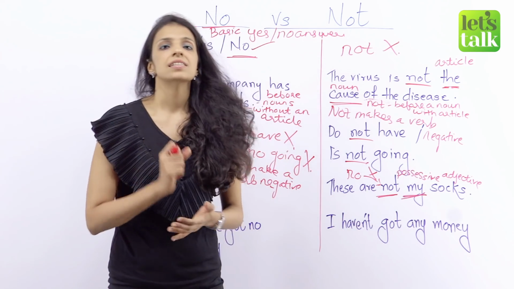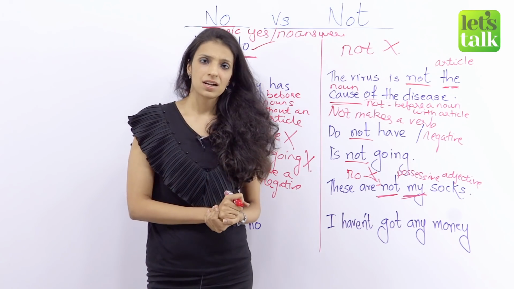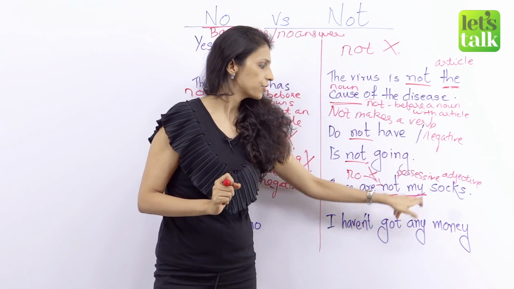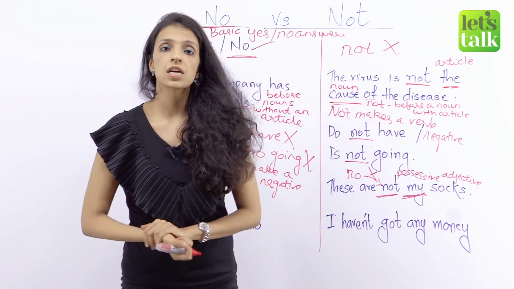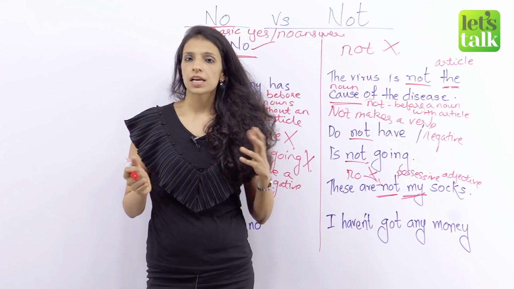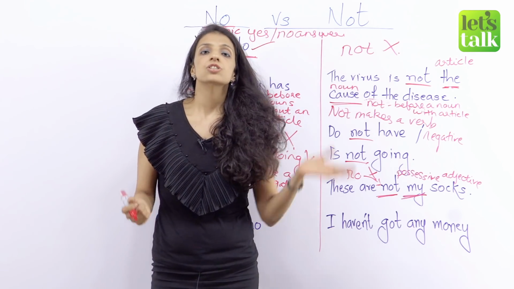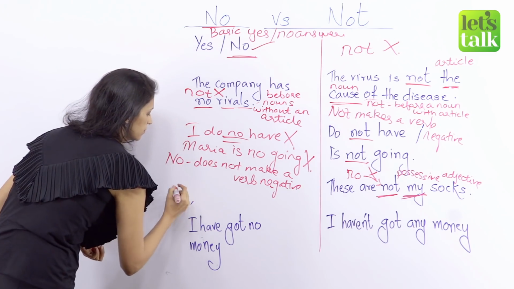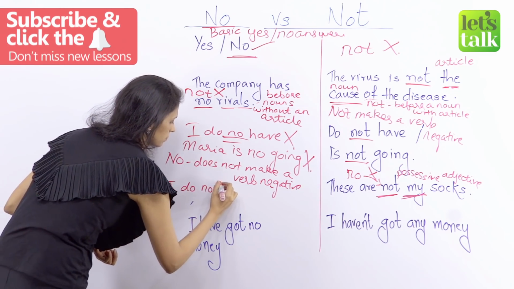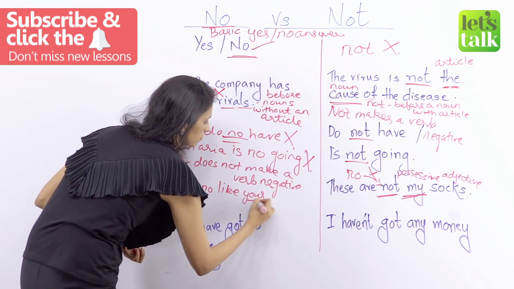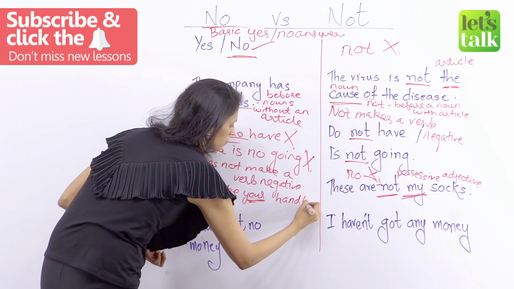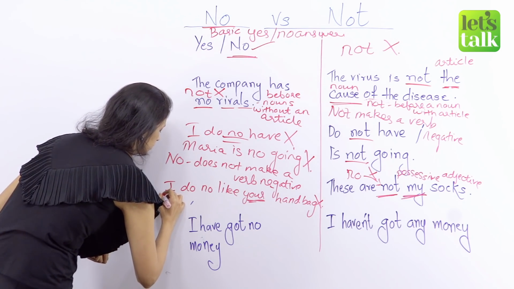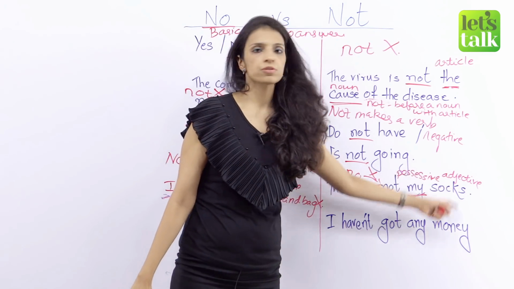Okay, so for example, I say, I do not like your handbag. Your handbag is a possessive. Your is a possessive adjective. I cannot say I do no like your handbag. It does not make sense. Okay. So you cannot use no for possessive adjectives. This is incorrect. Okay, so always remember, use not before a possessive adjective.